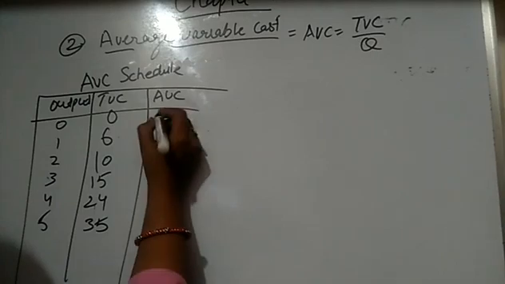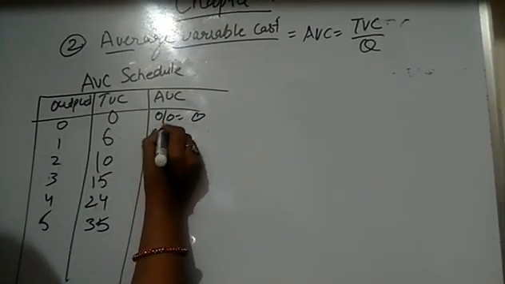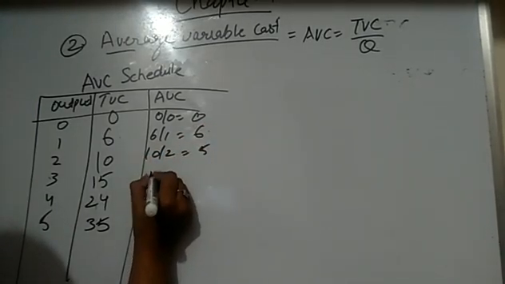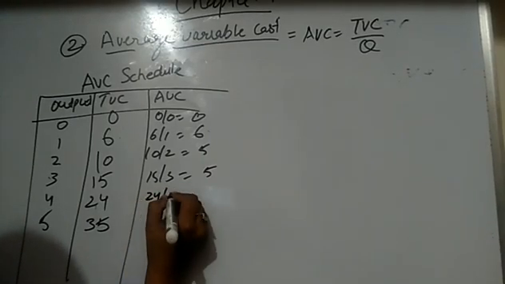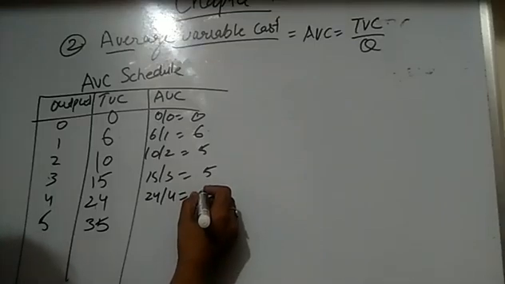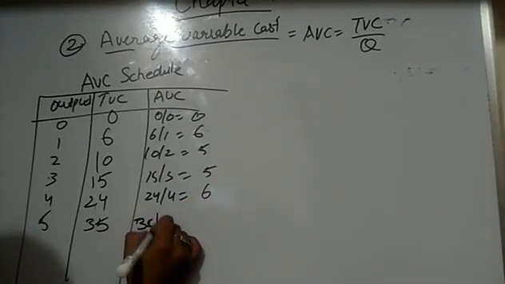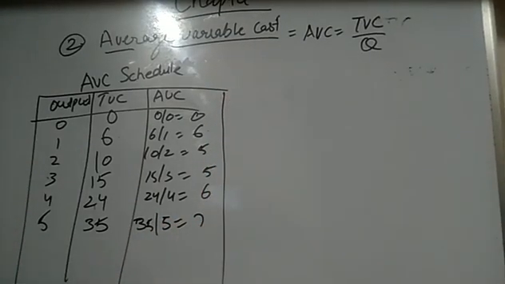Okay students, so average variable cost is total variable cost divided by output. So 0, 6 by 1 is 6, 10 by 2 is 5, 15 by 3 is 5. After that 24 by 4 is 6, and 35 by 5 is equal to 7. So see, this is the average variable cost.